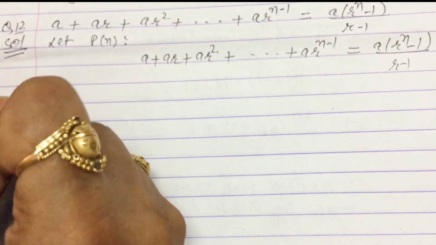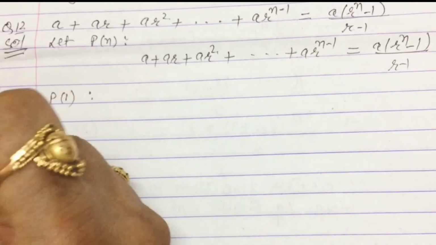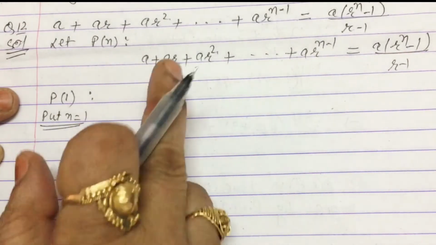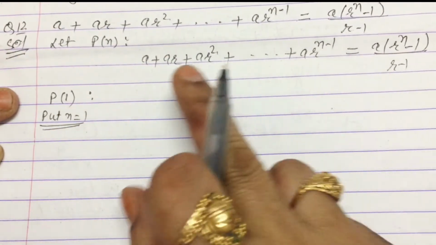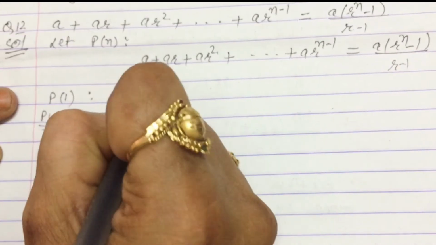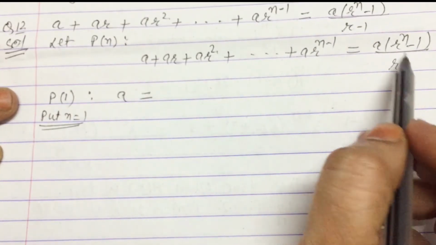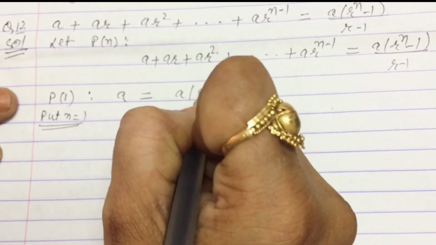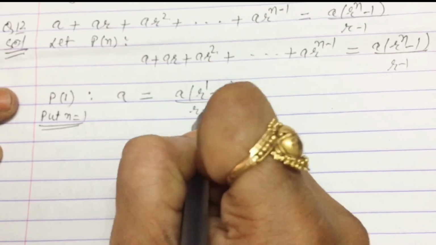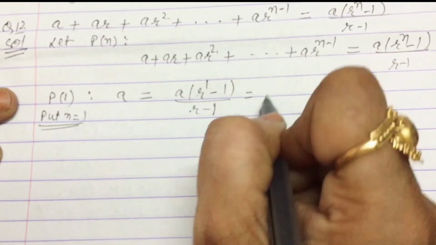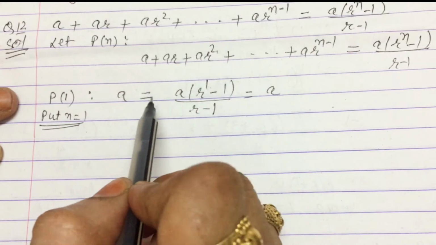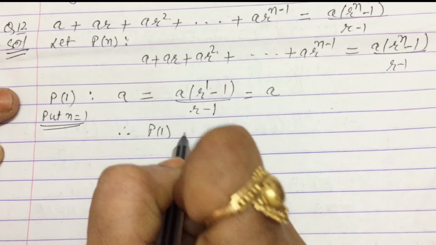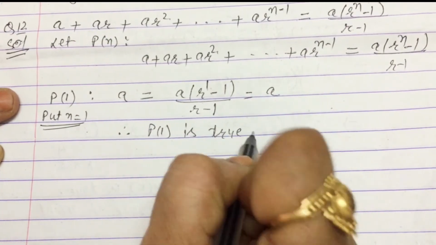P1. So for this we have to put n is equal to 1. And from the given statement, here the first term is A, and on the right hand side put n is equal to 1. We will get A times R raised 1 minus 1, over R minus 1. So from here we will get A. So you see that LHS is equal to RHS. Therefore we can write P1 is true.